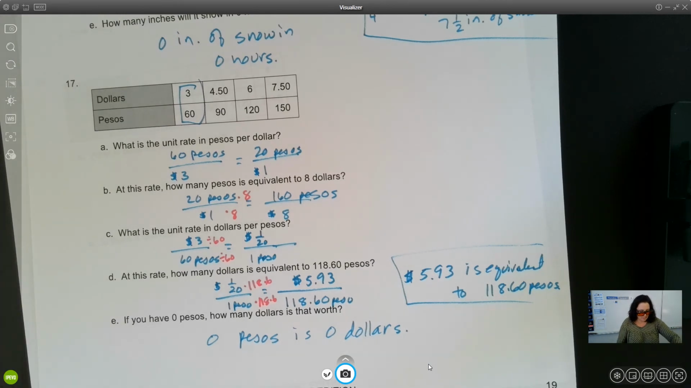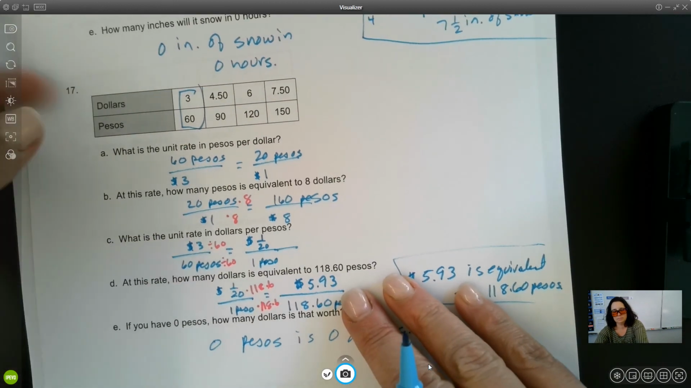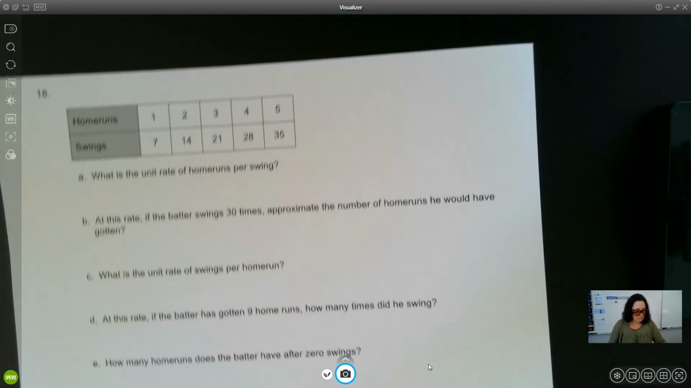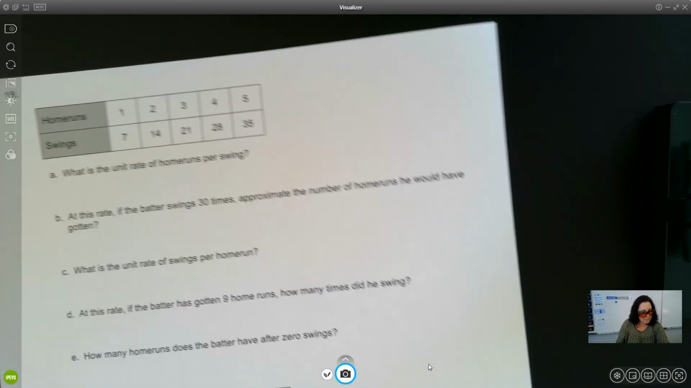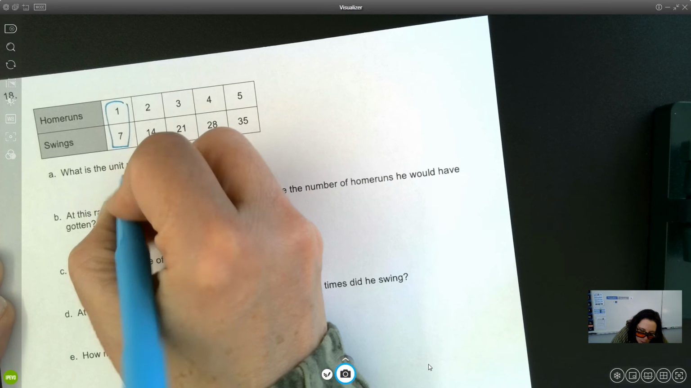All right, you guys, the last two. If you feel like you're good, you don't need to watch these last two. Okay, it's the same thing. All right, we've got home runs, we've got swings. What is the unit rate of home runs per swings? I'm going to use this.